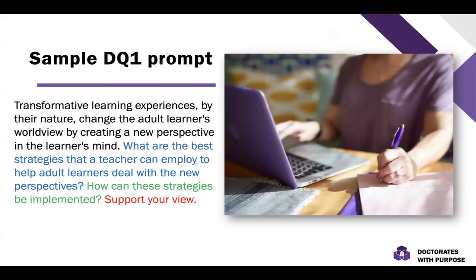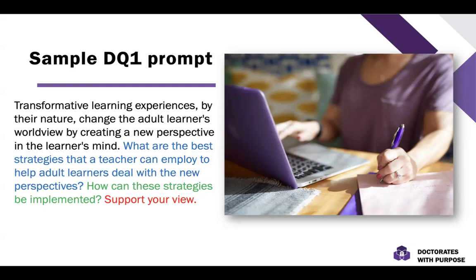It says, transformative learning experiences, by their nature, change the adult learner's worldview by creating a new perspective in the learner's mind. So what we see right here is that's just kind of like an intro. There's not even a question just yet. But what I've done is I've started to use color coding. So I put in blue the first question. What are the best strategies that a teacher can employ to help adult learners deal with the new perspectives?